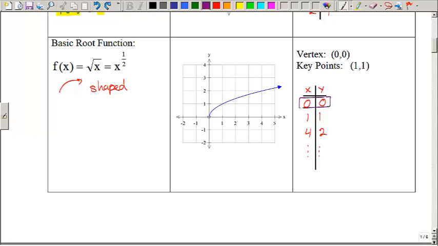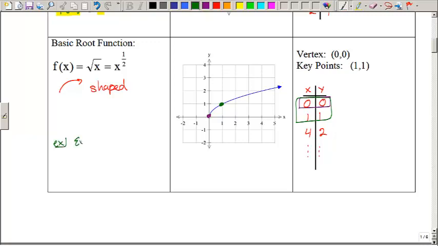Notice that your vertex is at 0, 0, same vertex as the other 2. I only have 1 key point this time, and the 1 key point is at 1, 1. Once you know those 2, and know the shape, you can figure out the rest of the graph just by knowing these key points and the vertex, and we can use that to help us transform.